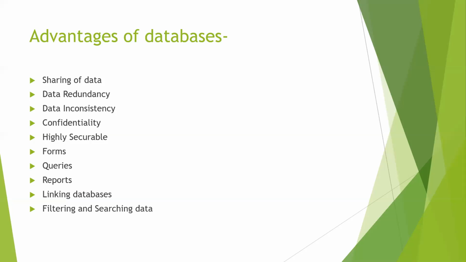Next is data inconsistency. Inconsistent data means that a single database is used by multiple users, and the database also ensures that the same data is present for everybody. It's not like for me it is something different, for anyone else it is different. Okay, there should be a consistency between the data. Whatever data I am able to view, the other person will be able to view the same thing, right?